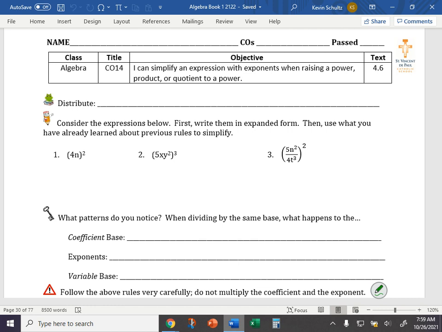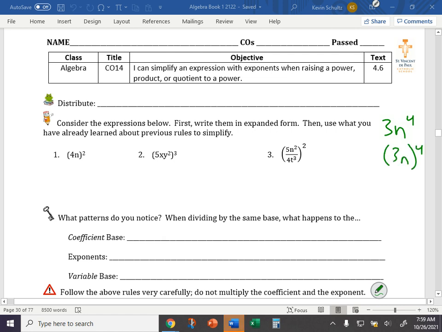Okay, we've talked about how parentheses can affect what your base is. We've seen before how something like 3n to the fourth is very different than 3n to the fourth when that's in parentheses, right? Because now the 3 is part of the base. When we talked about the 0 power on our homework, we talked about how something like that would be positive 1, whereas something like that would be negative 1. So parentheses do definitely make a difference.